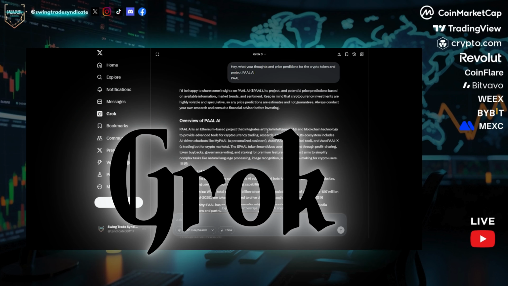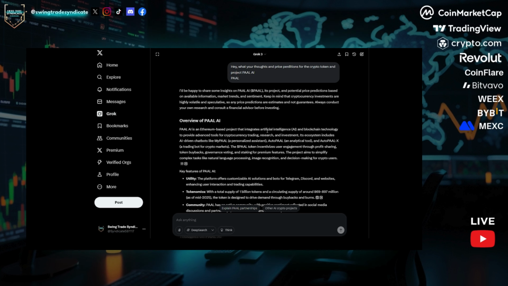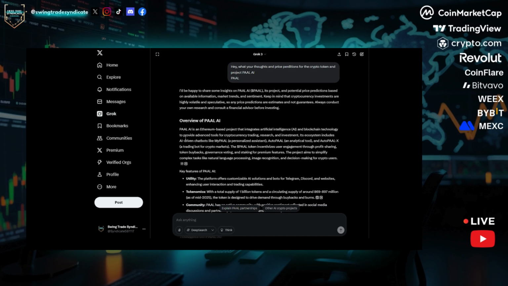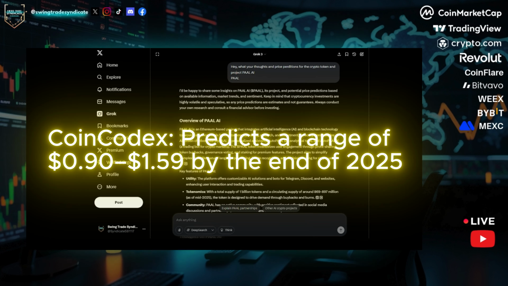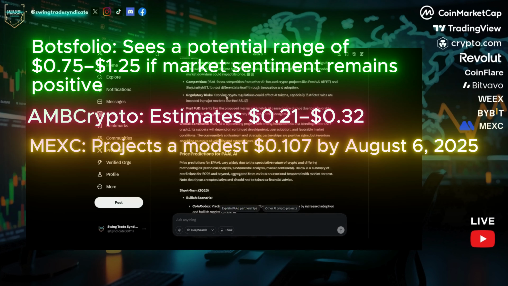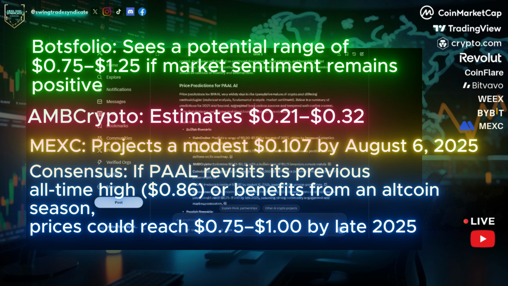I consulted with Grok about the future of PAAL AI, and the predictions are very interesting. Many analysts are saying that an altcoin season is just around the corner, especially once Ethereum breaks through its next resistance level. PAAL AI is built on Ethereum, so it's poised to do very well. Grok's analysis, based on data from sources like CoinDesk, AMB Crypto, and CoinDataFlow, gives a short-term bullish forecast. Predictions range from 90 cents to $1.59 by the end of 2025. Other sources predict prices between 75 cents and $1.25.